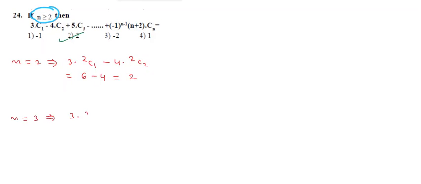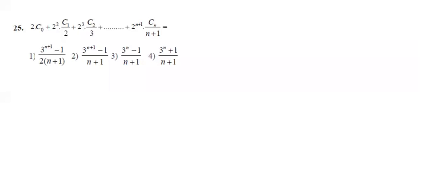If in case you want to substitute 3, substitute, no problem. 3 into 3C1 minus 4 into 3C2 plus 5 into 3C3. The next term 3C4 cannot exist. So this value is 9, minus 3C2 means that is 3 only, 12, plus 5. 9 plus 5, 14. 14 minus 12, 2. If you take n is equal to 3, you get the same answer.